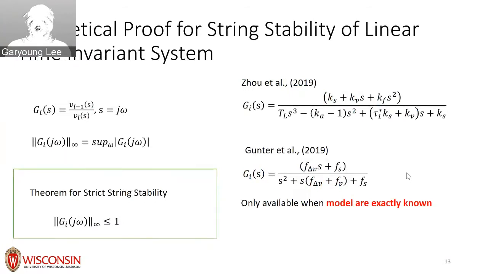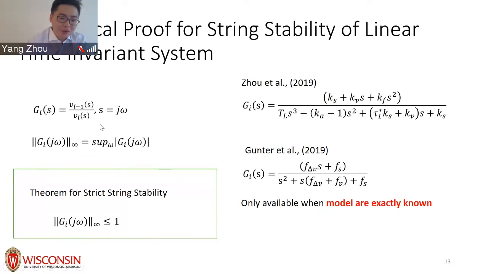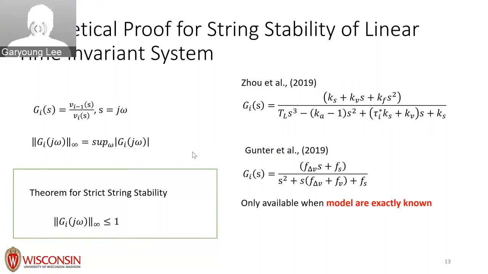Based on that, we can even conduct some theoretical analysis or derive sufficient conditions for these linear controllers. We can define the H infinity norm of this transfer function, which is the supremum of the magnitude of the transfer function. If the supremum of the magnitude of the transfer function over all frequencies is smaller than or equal to one, we call the system string stable. But that's only from the theoretical perspective.